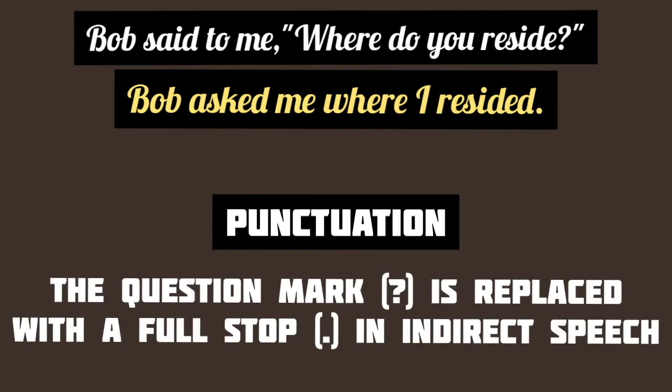And since the interrogative sentence is changed to an assertive sentence in indirect narration, the question mark is also replaced with a full stop in indirect speech. So we have to follow these special rules for the change of narration of WH questions in addition to the general rules of narration change. So finally, in indirect narration, we have Bob asked me where I resided.